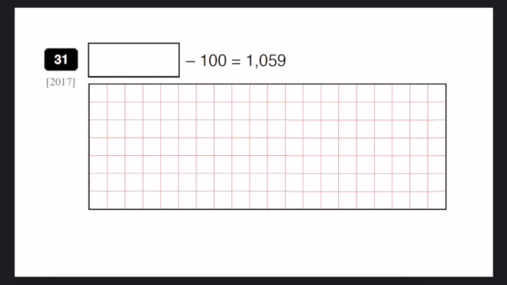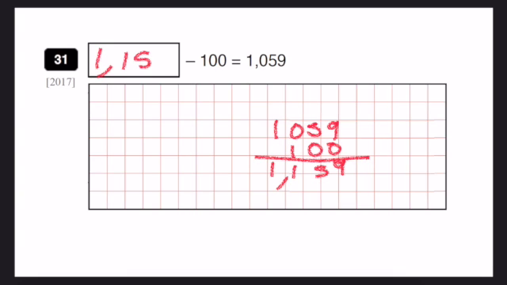Okay, the next one, something take away 100 equals 1,059. Press pause while you work that out. Okay, so for this we need to do the inverse. We need to do 1,059 add 100. So it's 1,159. And then look, if you take away 100, you get 1,059. So this was an inverse operation question.